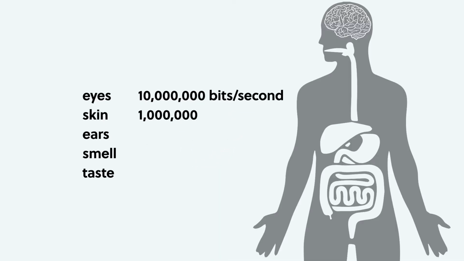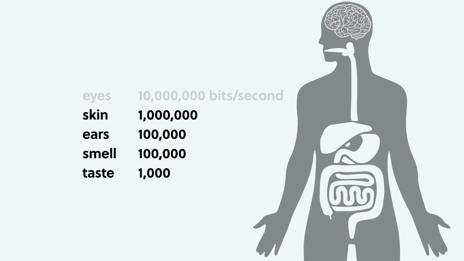Each of our senses produces a different amount of information. Our eyes produce the most sensory information, about 10 million bits. You can see there's a huge difference in the order of magnitude between our visual sense and all our other senses. This helps to explain why closing our eyes seems to open up the other senses. When we close our eyes, we suddenly have a larger throughput for the other senses.